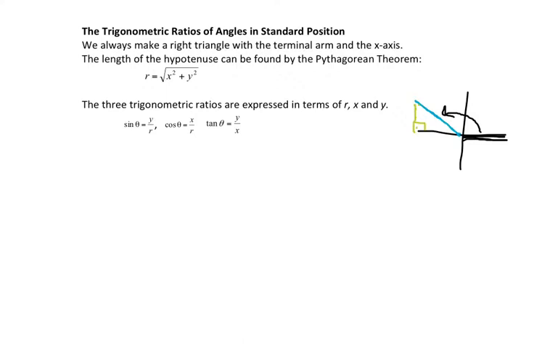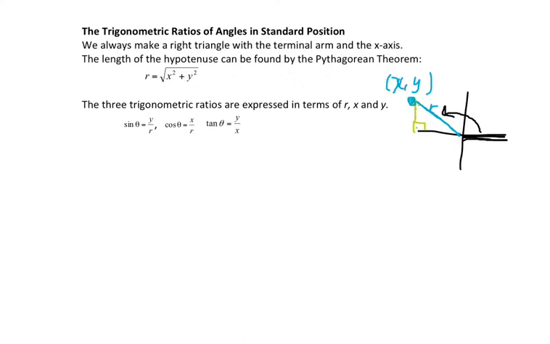Looking at this point here, I would have an x value and a y value. If I want to find the length of the hypotenuse, I can use the Pythagorean theorem. So that would be this r value. So r is my hypotenuse, and then I can use SOHCAHTOA.